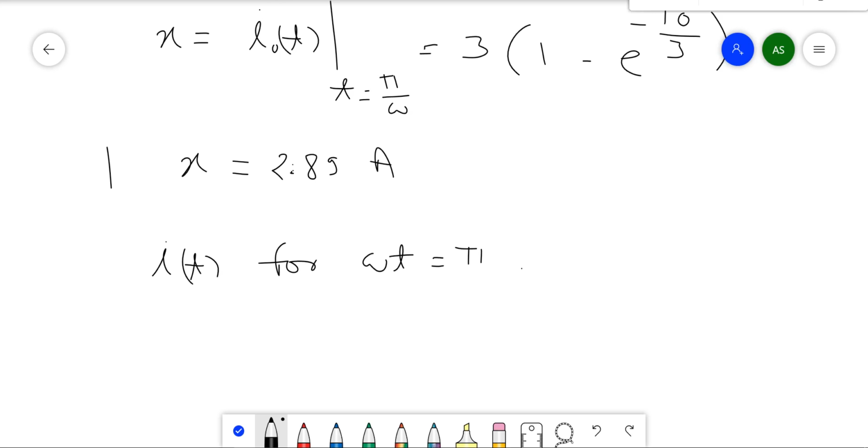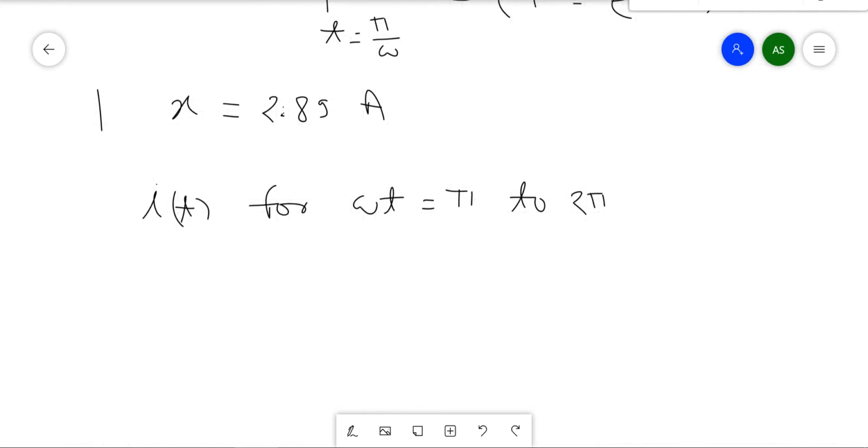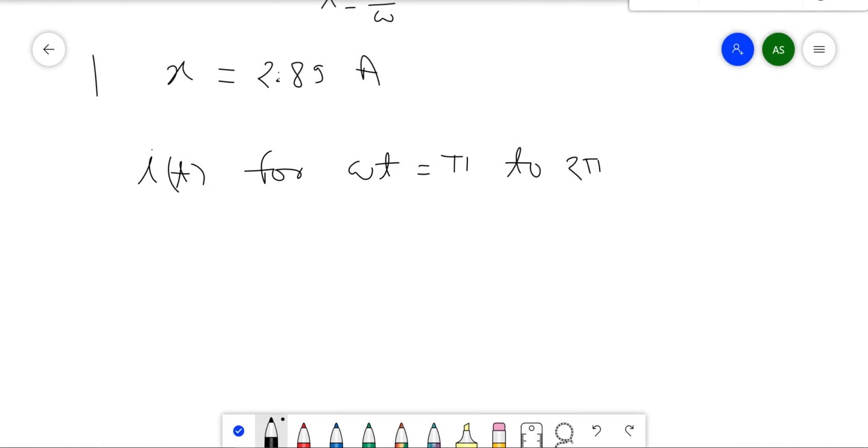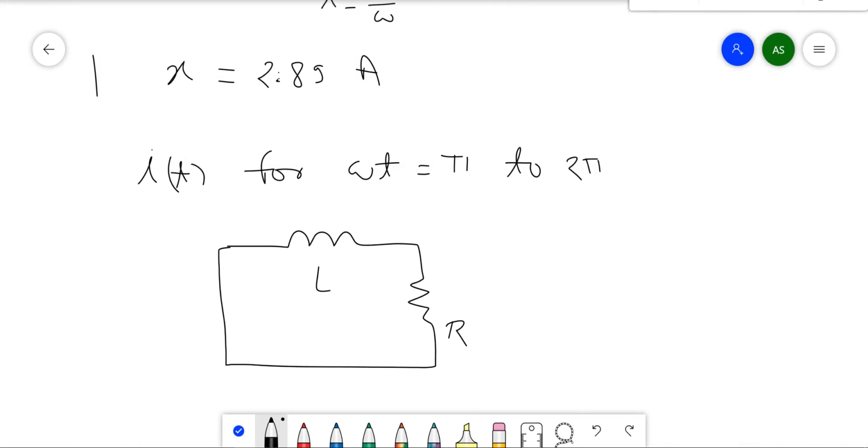Omega t equal to pi to 2 pi. Okay, so what is the circuit diagram for this? This is connected to the source, L and R, and I0 minus equal to 2.89. This you need to remember. The initial condition is not 0 anymore. So at omega t equal to pi there was some current in the inductor, so you will have to use this for solving your equation.